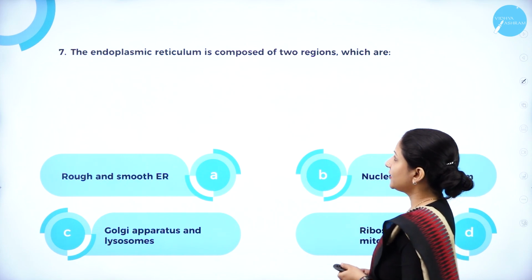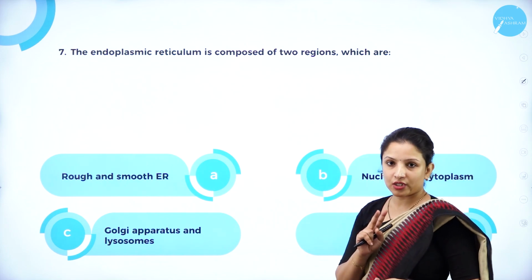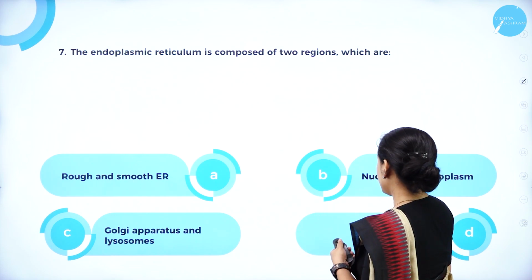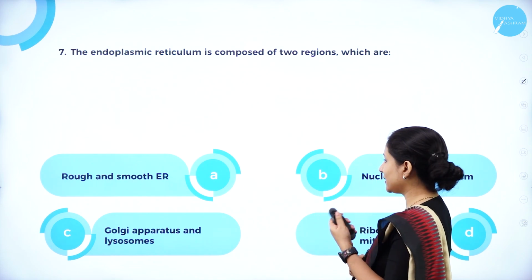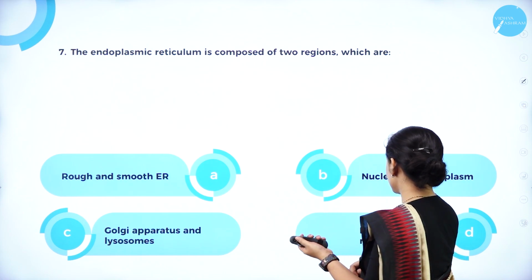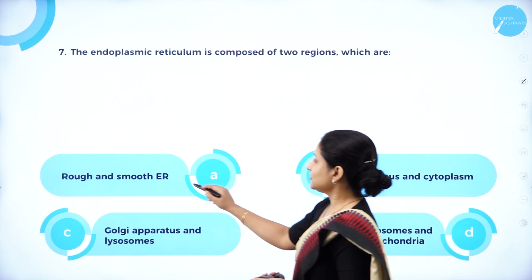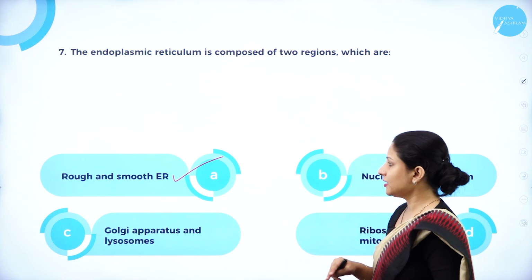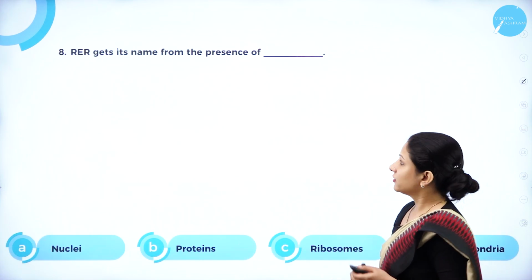Next question. The endoplasmic reticulum is composed of two regions. What are they? Is it rough and smooth endoplasmic reticulum, nucleus and cytoplasm, Golgi apparatus and lysosomes, ribosomes and mitochondria? The answer is rough and smooth endoplasmic reticulum, the two regions that are present in the endoplasmic reticulum.